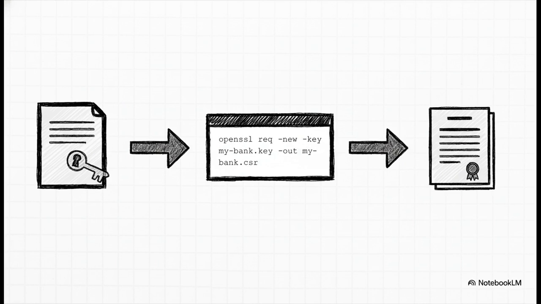And that first step, creating the application, this is the command you'd use. You use a tool called OpenSSL, point it to your private key, and it generates that certificate signing request file, the CSR. This is the official paperwork you send off to the CA to get the ball rolling.